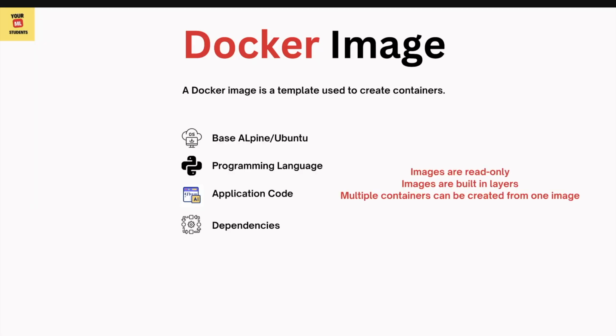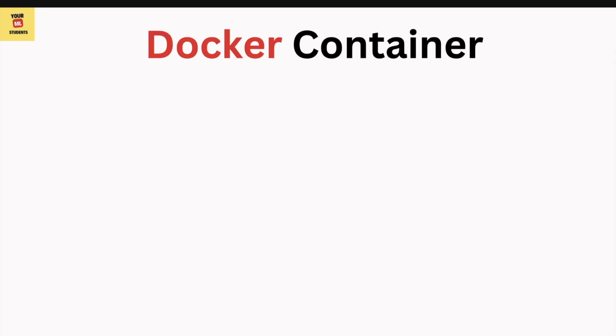A few characteristics that we need to know about images: images are read only, images are built in layers, and multiple containers can be created from one image. Again, how to create them, that we will discuss, but this is the characteristic of Docker image. If you want to understand Docker image in layman terms, an image is like a cake recipe. You can bake many cakes, like containers, using the same recipe, that means using the same image.